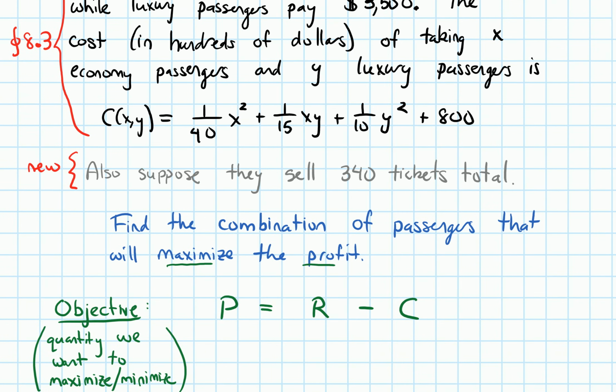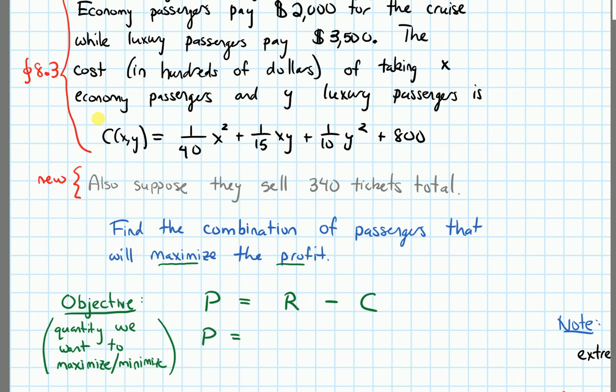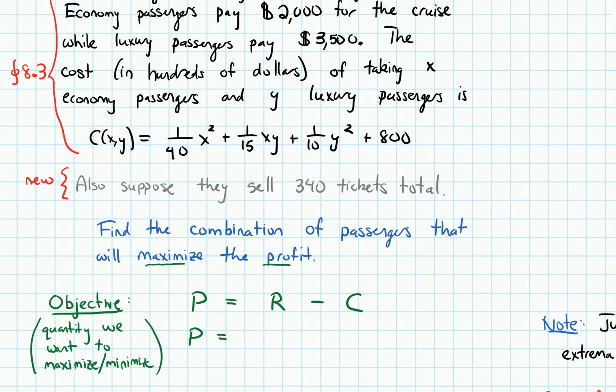So the profit function here, remember, it was the revenue first. So the revenue was 20x plus 35y. And remember, that's coming from the fact that X is the quantity of economy passengers, and 20 is their ticket price. It's $2,000, which is 20 hundred dollars. That's why I'm writing 20 here.